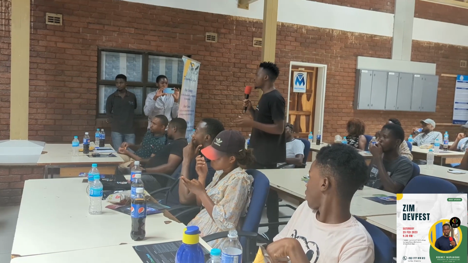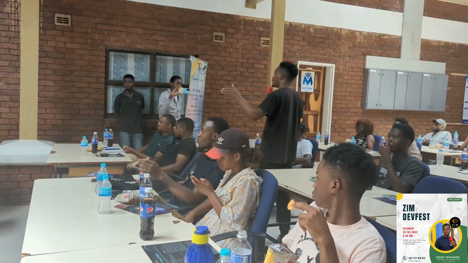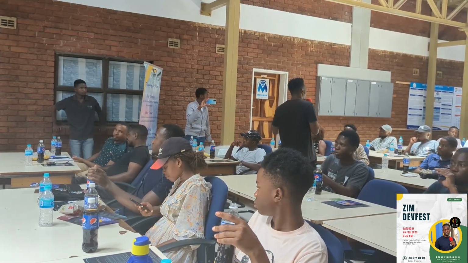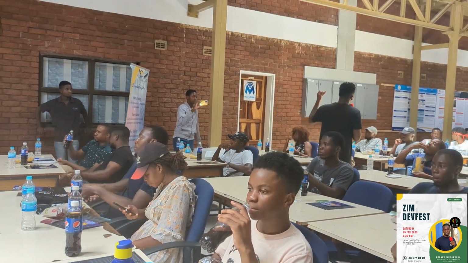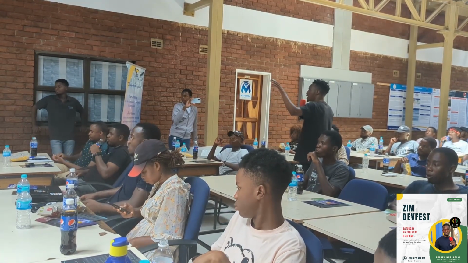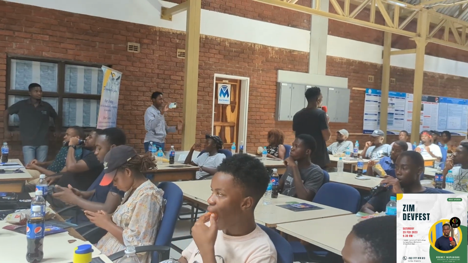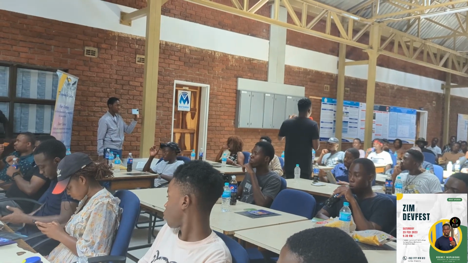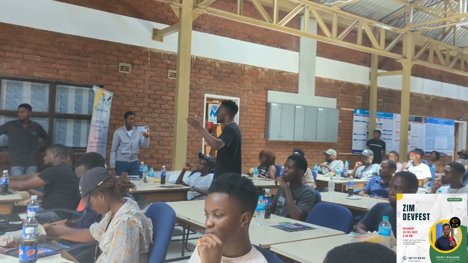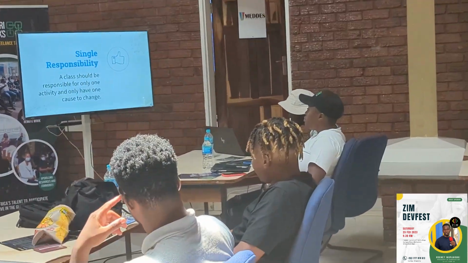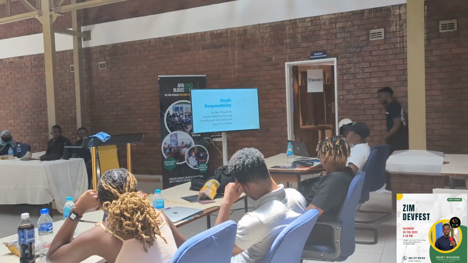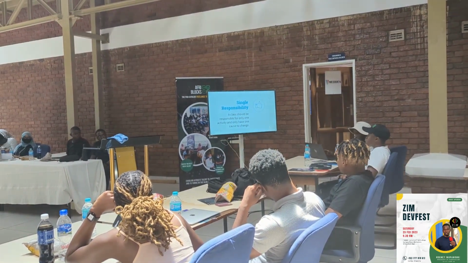Single responsibility: this principle says a class should be responsible for only one activity and only have one cause to change. So when you are writing your code, you should make sure that your class, your module, your library, or whatever it is, should be responsible for one activity and only have one cause to change. How do you identify if your class, your module, or your library is doing way too much? You can use the word AND to try to describe what your class is doing. When you see yourself describing what your class is doing and you have to use the keyword AND, then you know your class is probably doing way too much and it's time to break it.